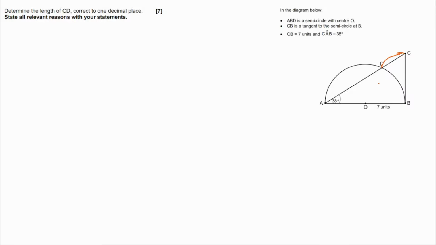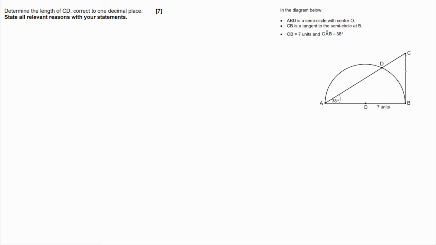So now we need to come up with some ideas. We need to think of some approaches to get CD. One option is we can make a construction like this. It's a possible way, right? But the problem is, how are we going to determine this length or this length to then do Pythag for this? So we need to be thinking that if we get CB, then we can get AC.